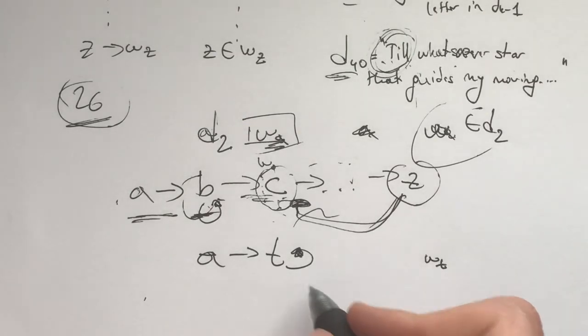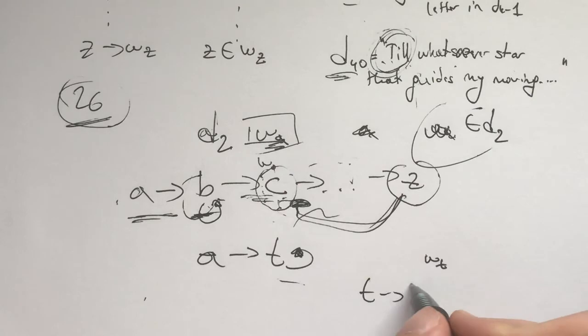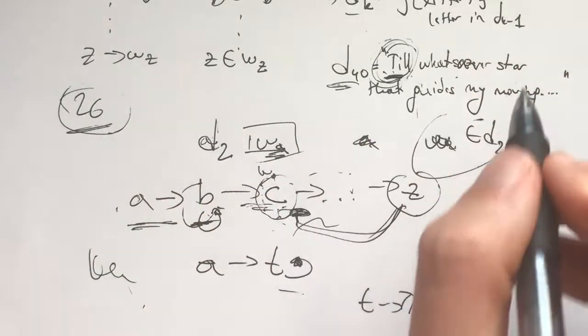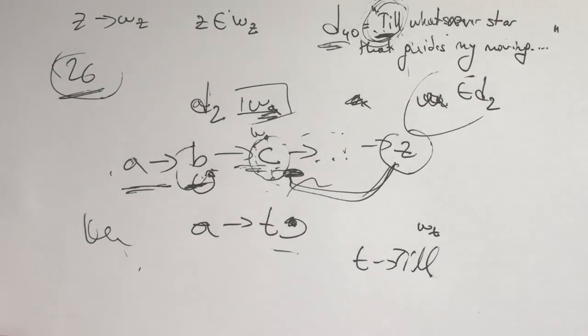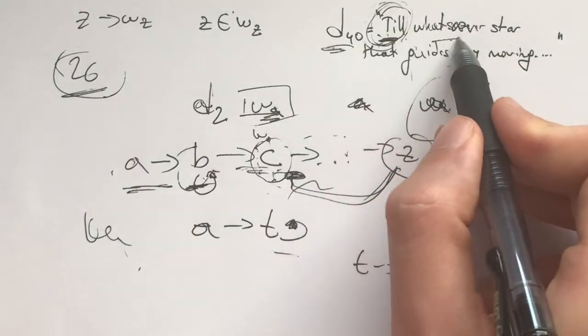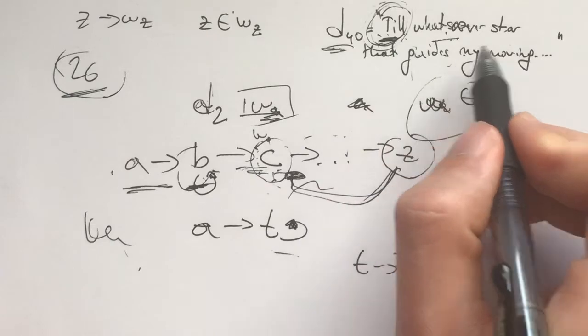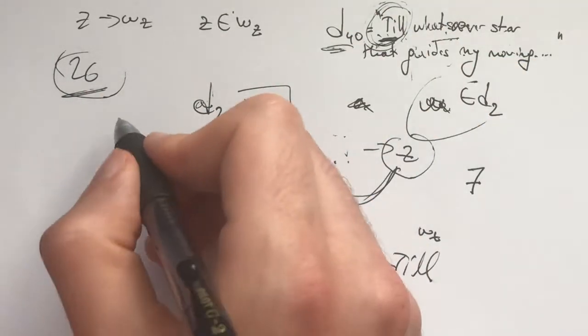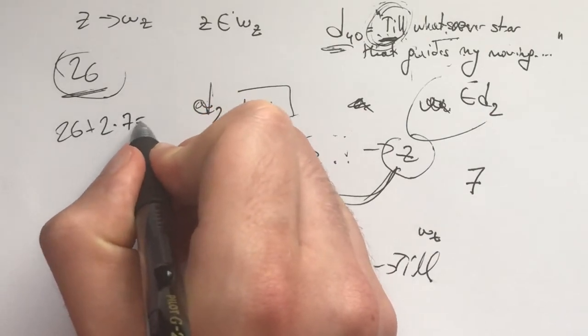It would have to be till, like T could go to till, and then we would still be having till, and we would get till being the first word here. Interesting. So let's see, like we have 1, 2, 3, 4, 5, 6, 7. 7 words. 740 maybe? 26 plus 2 times 7 is 40.